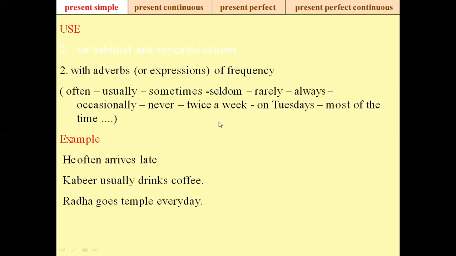Again I have written here "twice a week," which is also frequency. "On Tuesdays" means on every Tuesday. "Most of the time" means many of the times. So these are the frequency of those actions. Okay, see these sentences: "He often arrives late." Often is here the adverb of frequency. So here we want to say that he usually arrives late. Okay, "Kabir usually drinks coffee." This usually is again one kind of adverb of frequency. So in simple present tense frequency sentences, an adverb of frequency is included in the sentence.